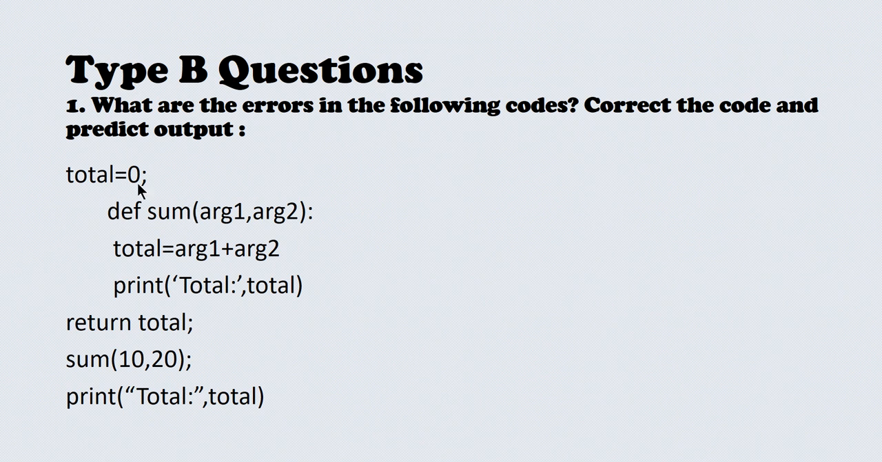Okay. So total equal to 0. What is the question first of all? So what are the errors in the following codes? Correct the code and predict the output. Okay. So here total is equal to 0. Is semicolon required? No, it is not required. So that is one of the errors.